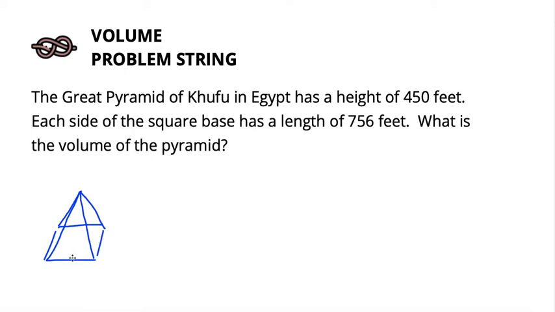So a square base pyramid, all the sides on the bottom are going to be exactly the same length. So your length and your width are going to be the same. So it says each side of the square base has a length of 756 feet. So I can label that. I also know that I have a vertical height of 450 feet.